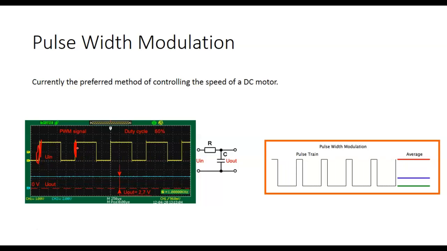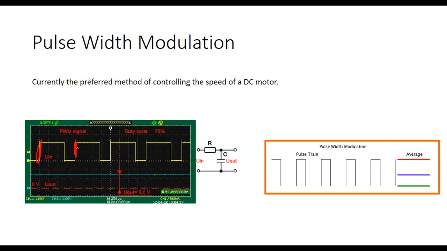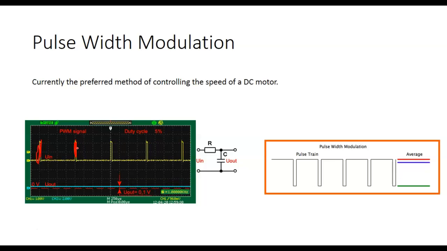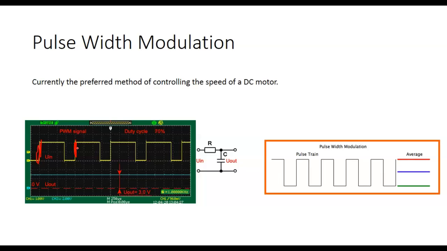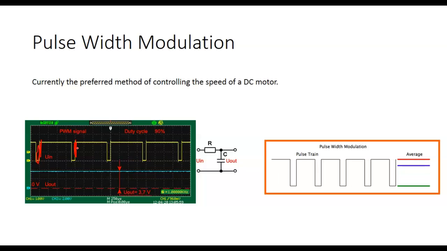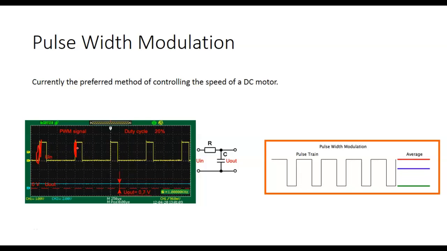And what your DC motor does is it averages it out. So the DC motor sees a lower average voltage and it slows down. And of course, the further it moves out to DC, the faster the motor runs. This is called pulse width modulation. This is the way we do it now.